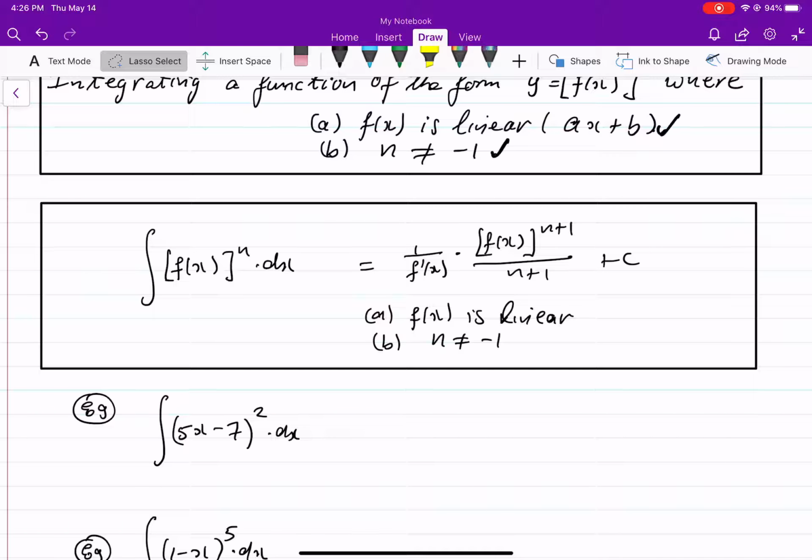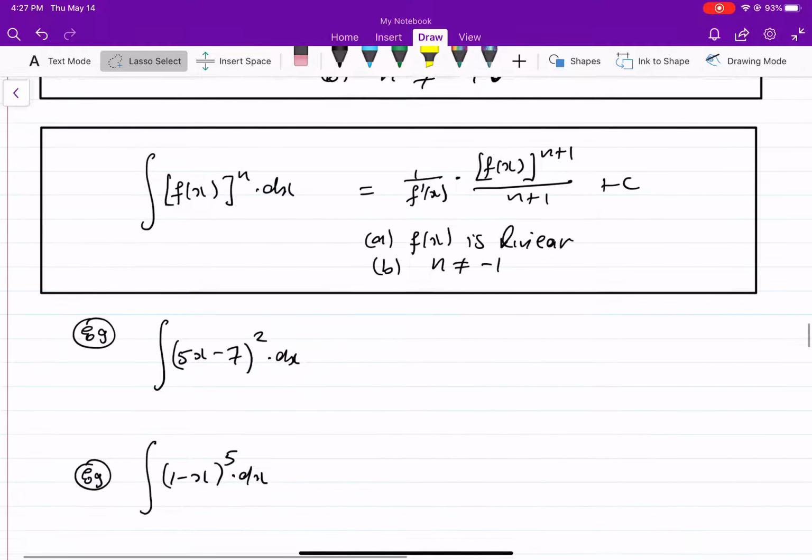There. I'll read it again. The integral of f of x to the n dx is 1 divided by f prime of x times f of x to the n plus 1 upon n plus 1, plus your arbitrary constant c. But this rule is only applicable when f of x is linear, that means it's written in the form ax plus b, and n is not minus 1. So whenever you're integrating, you have to go through that checklist before you actually apply that rule. Don't just apply it blindly.